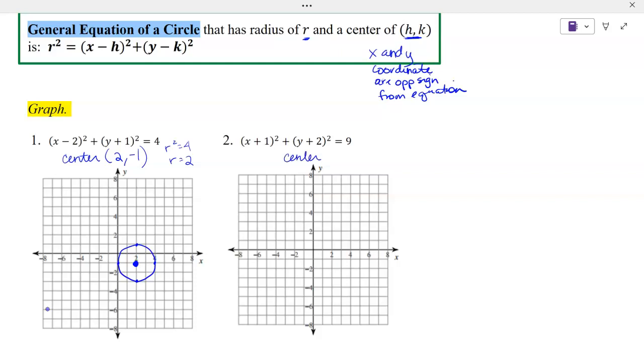Let's look. We've got our center, which is going to be the opposite sign, so -1, -2. And then our radius is just going to be the square root of 9, which is just 3. So I have -1, -2, and my radius is 3. Count over 3 spaces, up, down, right, and left, and I can draw my circle.